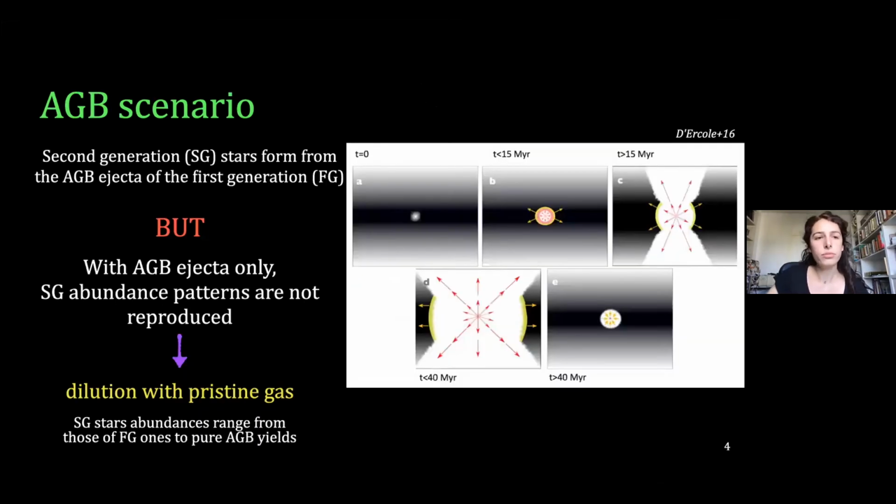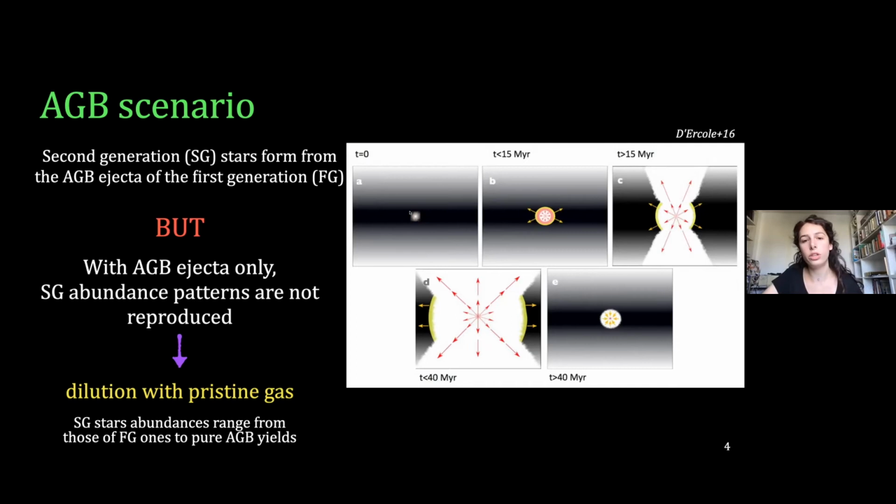Regarding the AGB scenario, we can also speak about multiple generations, since we assume that globular clusters are undergoing self-enrichment. So we have a second generation that is formed out of the ejecta of first generation asymptotic giant branch stars. However, if we take AGB ejecta only, we are not able to reproduce the second generation abundance patterns that we observe. So we need to add a dilution of pristine gas to this ejecta. Here there is a nice sketch of the evolution of the cluster in the asymptotic giant branch scenario.